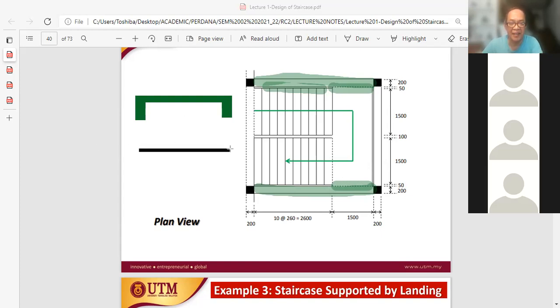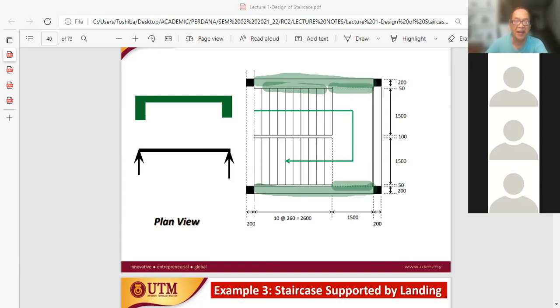This is our landing, and then we have two supports here. So we can idealize the landing as a beam element with two supports, making this the first simply supported case that we have met. From example 1 and 2, it was a continuous staircase. Now we are looking at the first simply supported condition, and it happens to be the landing that is simply supported.